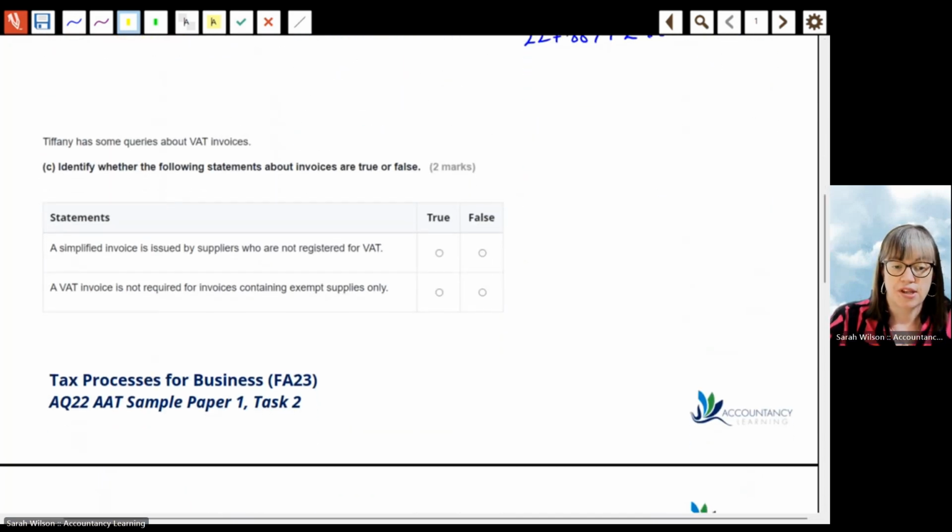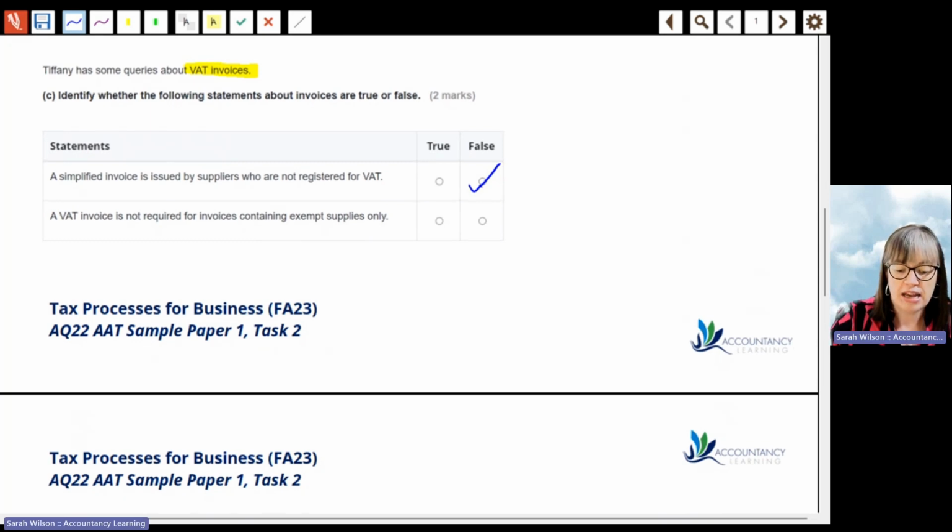Part C then. Tiffany has some queries about VAT invoices, and we have to identify whether the statements below are true or false. So we're talking about VAT invoices. The first one is a simplified invoice is issued by suppliers who are not registered for VAT. Well, only VAT registered businesses can issue VAT invoices. So a simplified invoice can only be sent by VAT registered businesses. So this one would be false.